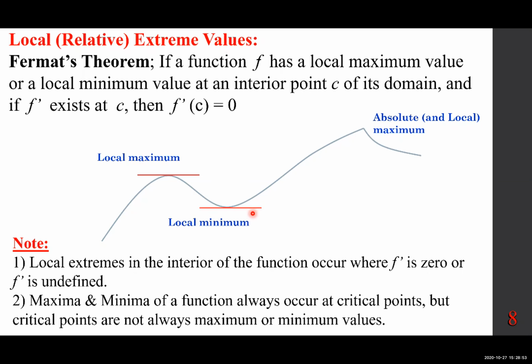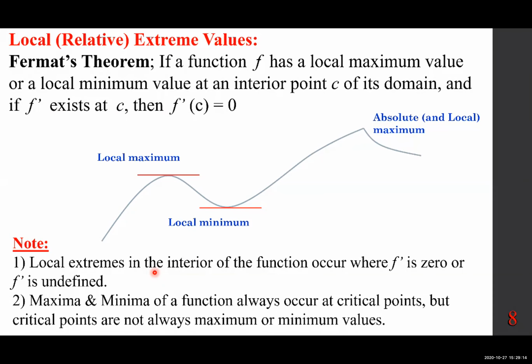So f prime does exist and f prime must be 0. On the other hand, here we have a sharp corner. f prime does not exist, okay? So if f prime exists, f prime must be 0. If it doesn't exist, it doesn't exist, okay? Now, this note is important, but it's not necessarily the other way around, okay?